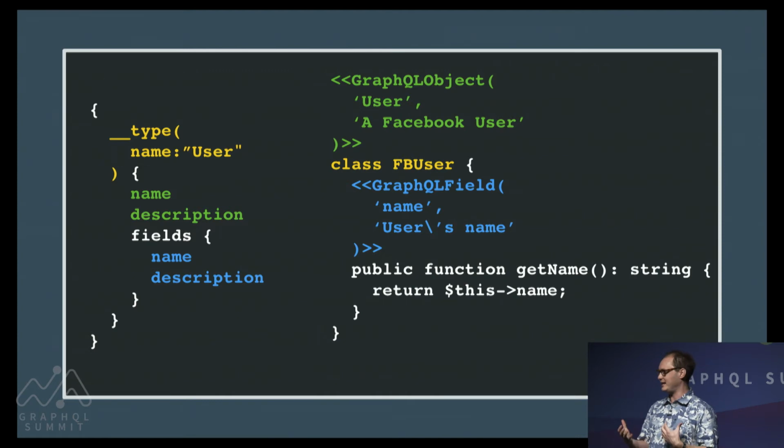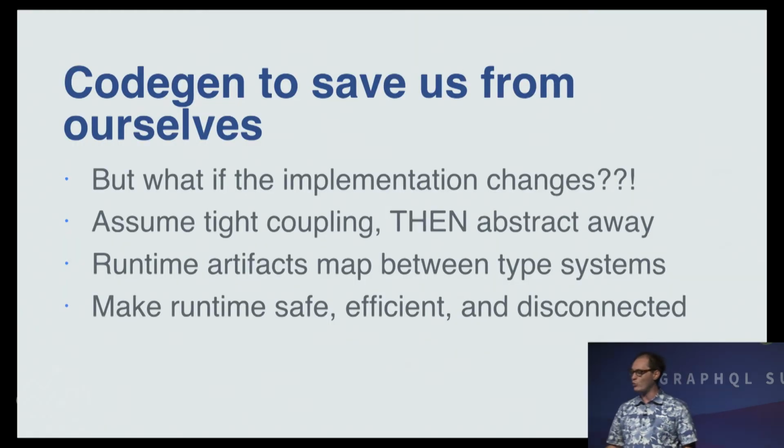OK, so how do you actually get to a schema that looks like what you want it to look like? We use Codegen. So we've talked about Codegen on the client side a decent amount during the summit. And I'd like to talk about using it on the server side as well.